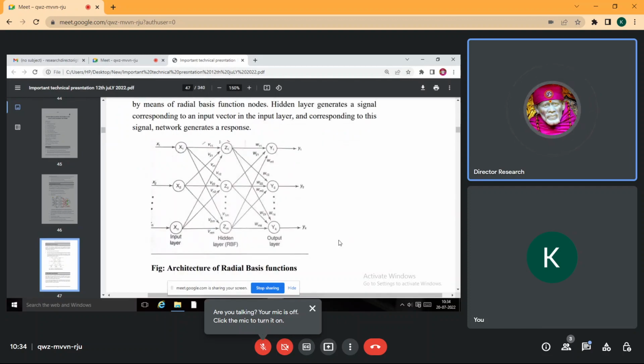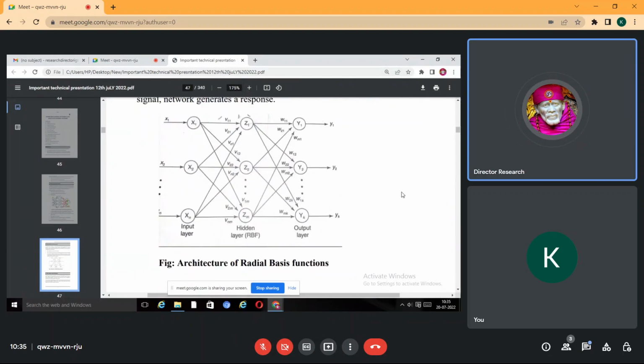Just see the architecture of the input layer, hidden layer, and output layer. Just examine the architecture overview. This is the architecture overview. You can examine the layers in the diagram itself very clearly, how the hidden layer is, how the output layer is, and how these layers are connected one under the other. That is the architecture of the radial basis function network.